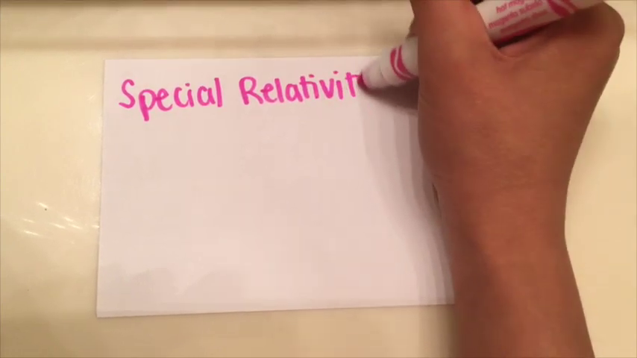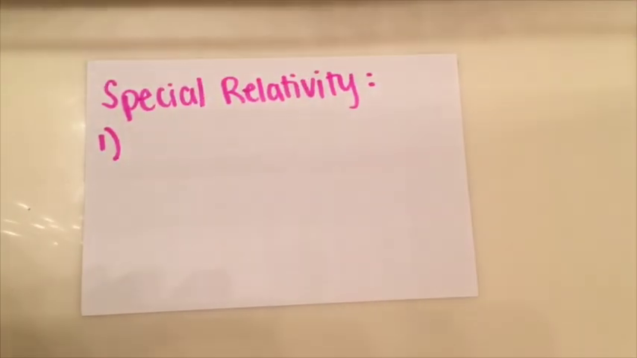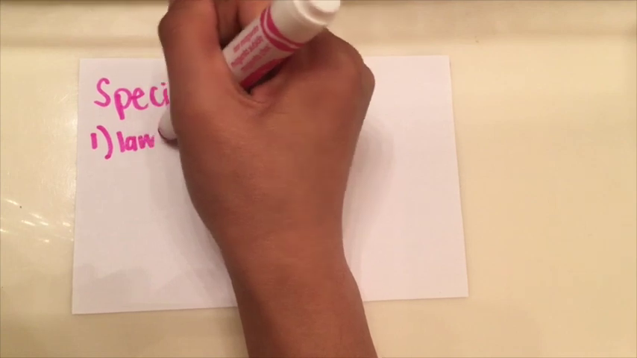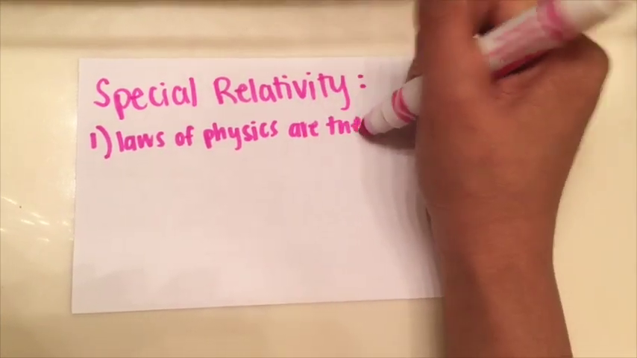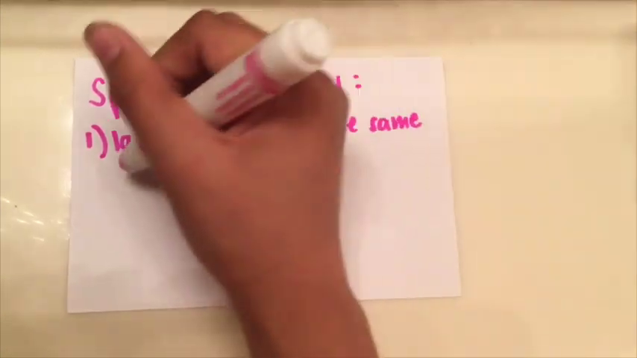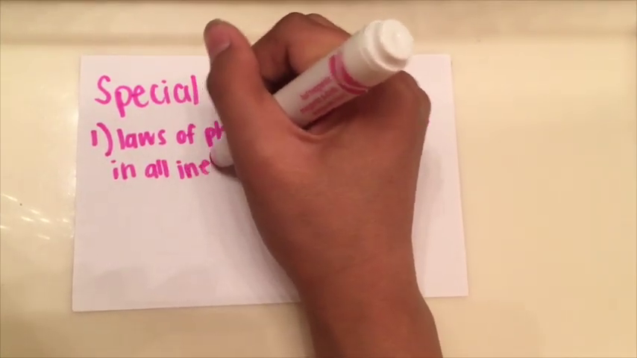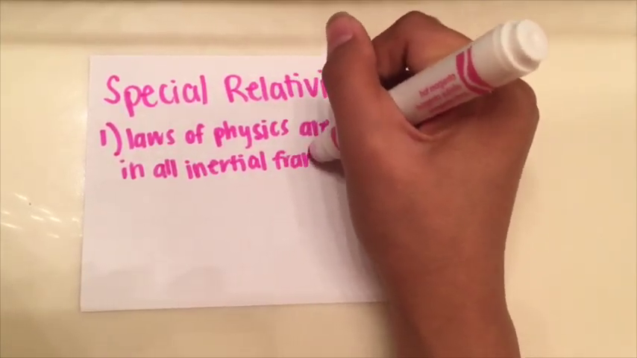Now that you know about how special and general relativity are different from each other, let's go back to just talking about special relativity. There are two main postulates that this theory is based on. The first one is that the laws of physics are the same in all inertial frames of reference. Inertial means constant velocity, and frame means the viewpoint at a certain velocity.